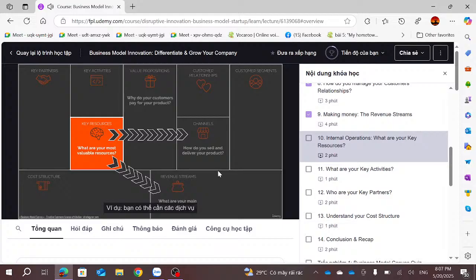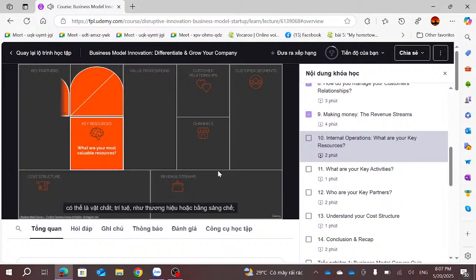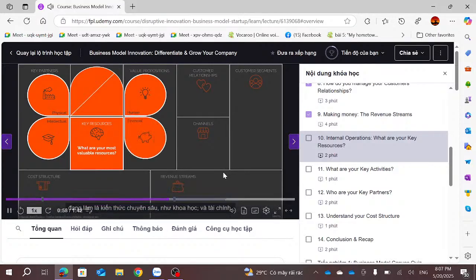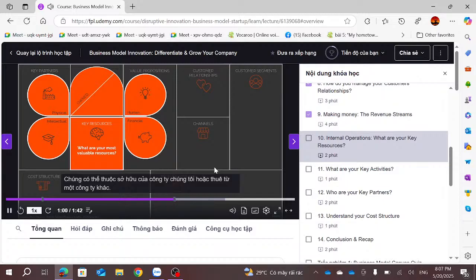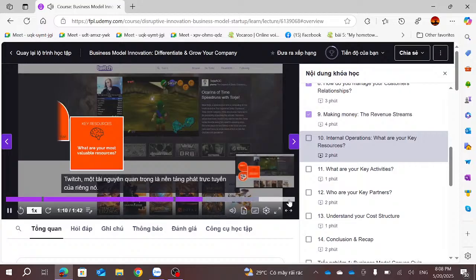For example, you may need services from a cloud hosting company to make your app or website run. Or if you produce hardware, you might need a manufacturing facility. The types of resources that you write here can be physical, intellectual, like brands or patents, human, especially if what you're doing is knowledge intensive, like science, and financial. They can be owned by your company or rented from another one. To find them, just think about what does it require to make your business work. For Twitch, one key resource is its own streaming platform.